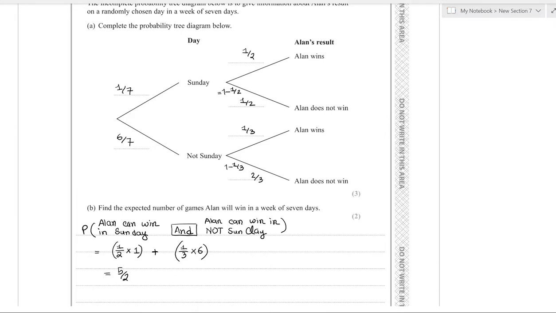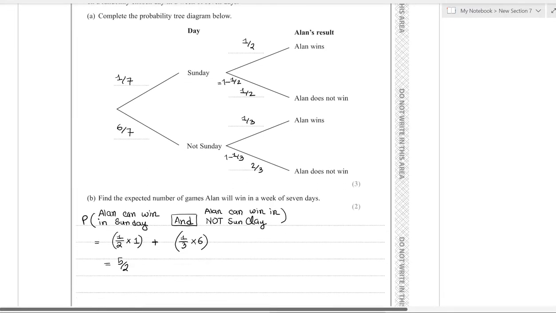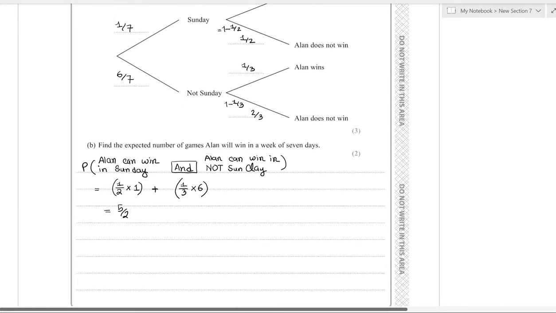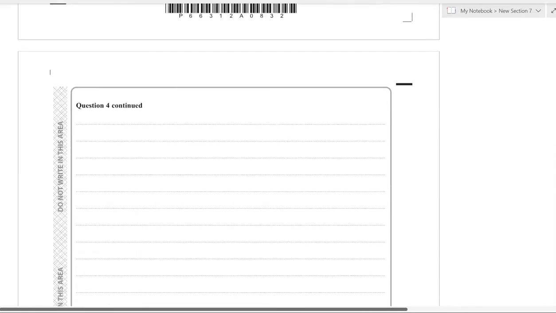So this was the explanation for question number, what was the question? 4B. This was the explanation for question number 4B. I hope it was clear for you all to understand. Moving to part C. I think it has part C. No, it doesn't have any part C.